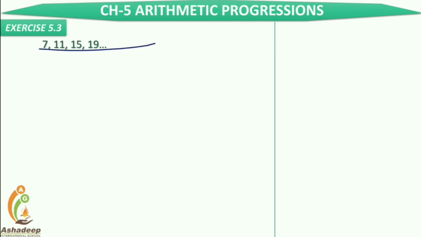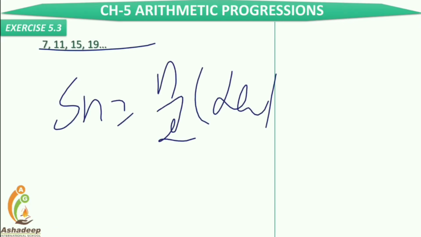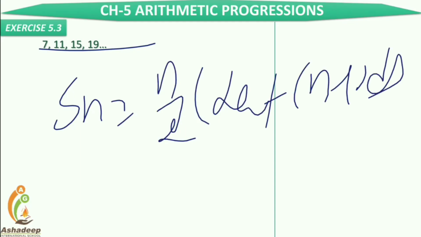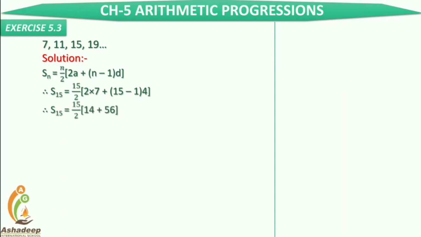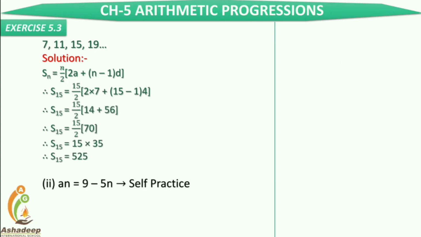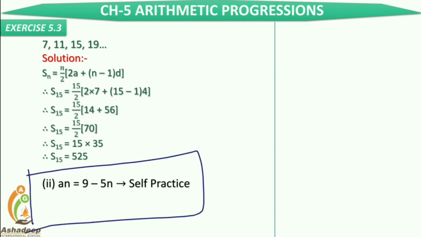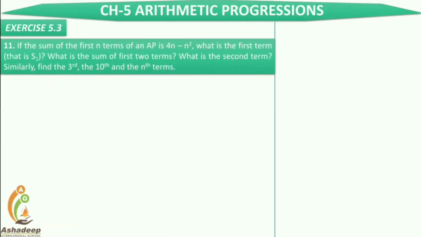Now we have this AP, right? So we can put the formula Sn is equal to n by 2 times (2a plus (n minus 1) into d), right? So S15 is equal to, and now you are familiar with how to put in the formulas. So this is the solution. In this way you can find S15, and that is 525, right? The second question we have with us is for your self practice, so just do it by yourself, right? We'll move ahead.